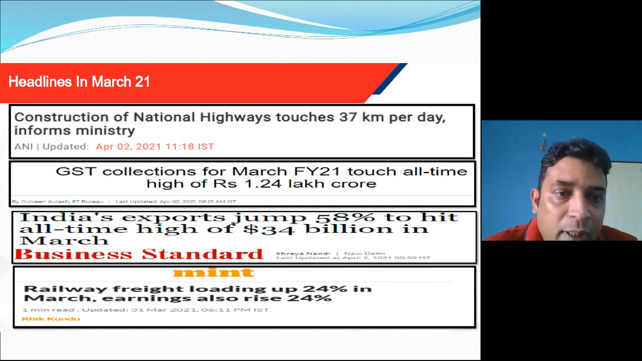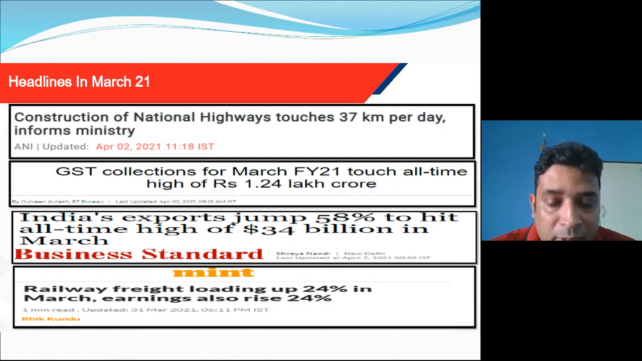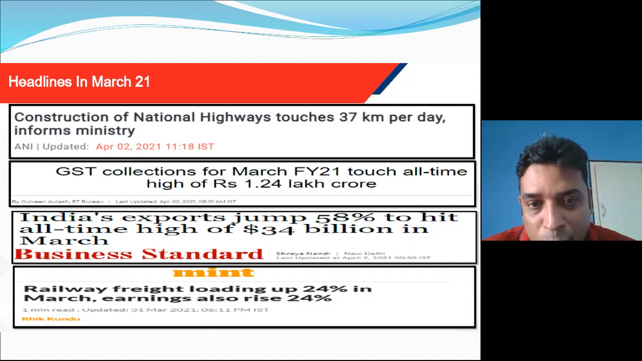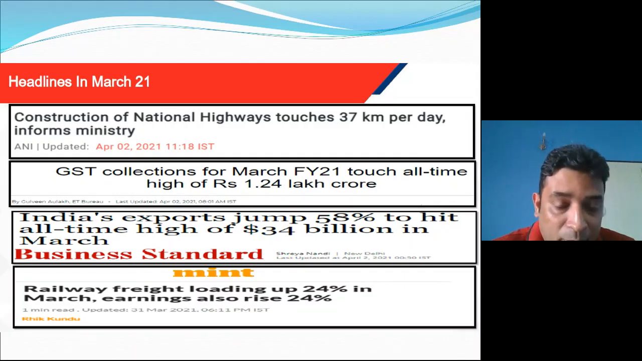Another couple of headlines you need to be aware of: construction on national highways touches 37 kilometers per day, according to the Ministry in April. Second, GST collection in March is the highest ever at 1.2 lakh crore. I have already mentioned that. So despite all this happening, we have the highest ever GST collection in March. Probably in April and May you will find it a little lower because of this COVID wave, and I presume that by the end of June it will start normalizing again, once we have rapid vaccinations across age groups and once this COVID second wave touches its high point and comes back.